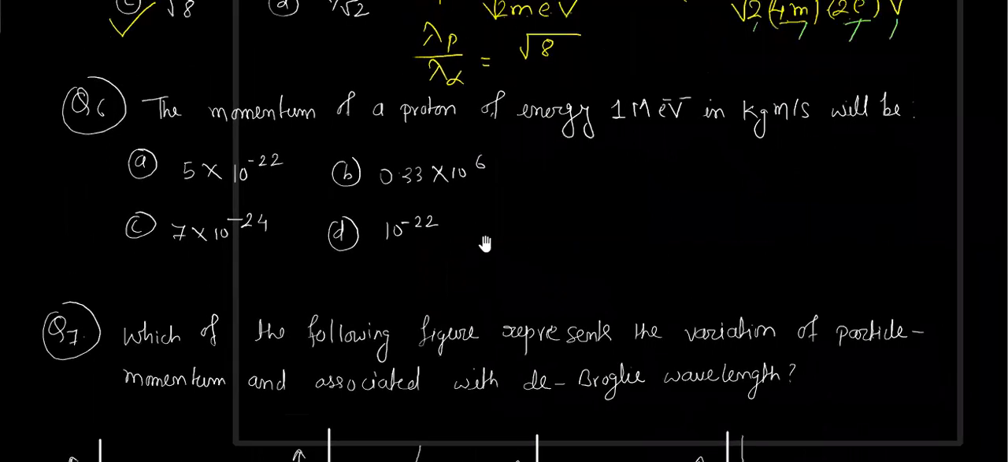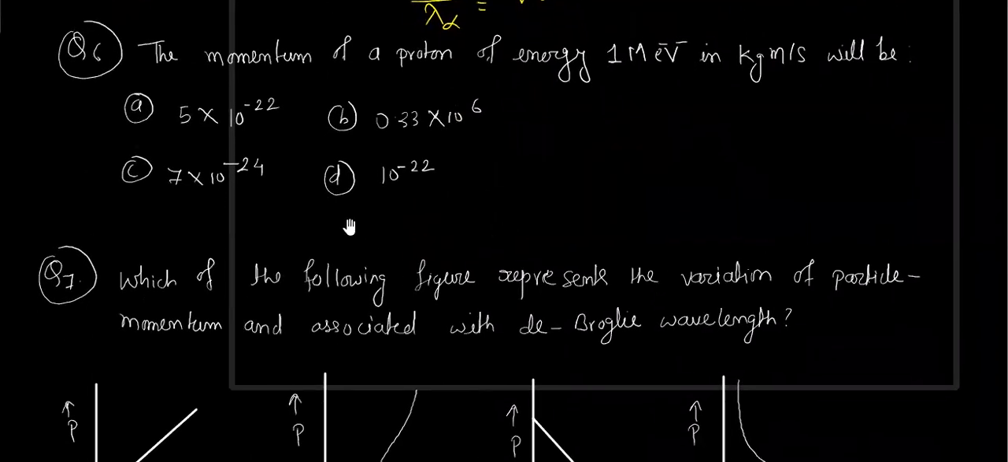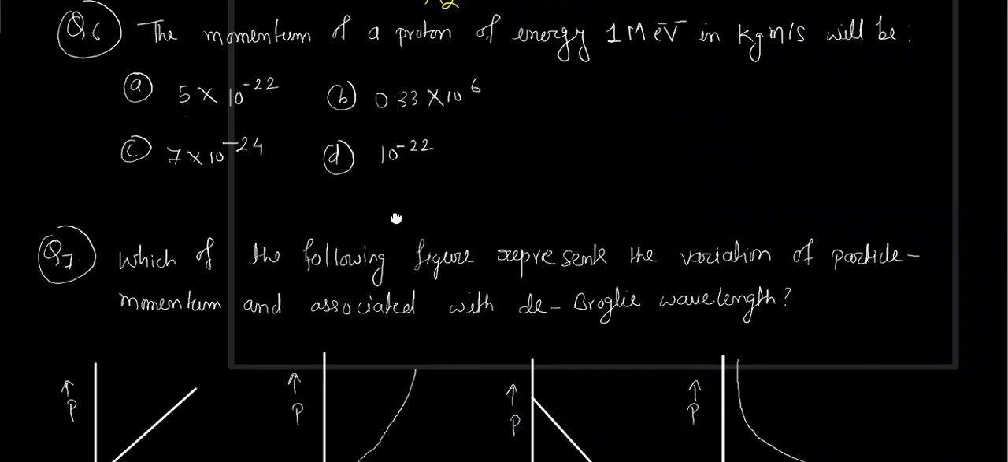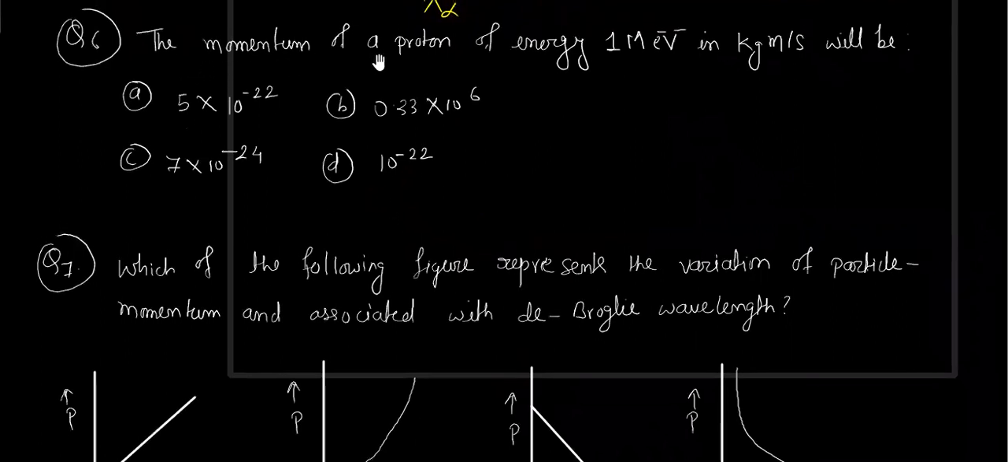Well, that is the solution for question number 5. Now let's move to question number 6. The momentum of proton of energy 1 mega electron volt in kg meter per second will be.